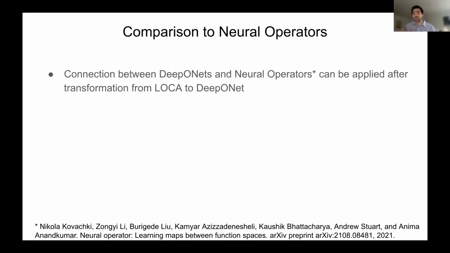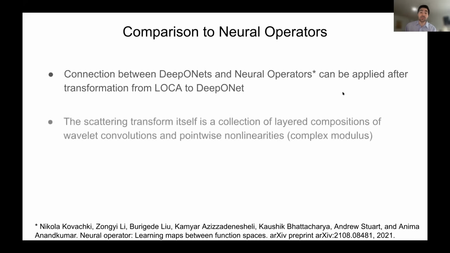So transitively, we can connect ourselves to neural operators through that connection. There's another interesting connection to neural operators, which is that we can view the scattering transform itself as a certain kind of neural operator with particular choices of filters and a particular choice of nonlinearity. To be specific, the scattering transform is a neural operator where those kernels are given by wavelets, and the pointwise nonlinearity is given by a complex modulus. And there are no pointwise linear components.